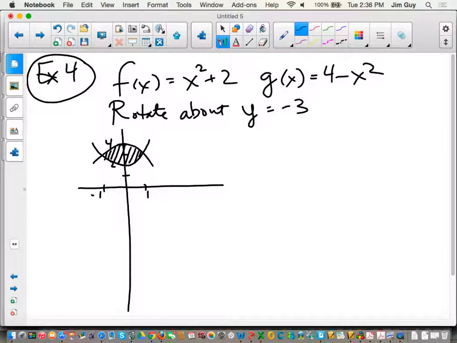And then our axis of rotation is way down at -3. So 1, 2, here's -3. Dotted line. 1, 2, 3, 4, 5. 1, 2, 3, 4, 5. 2 more. Here to there. And it looks like that. And you rotate it, you're going to get this big hole.